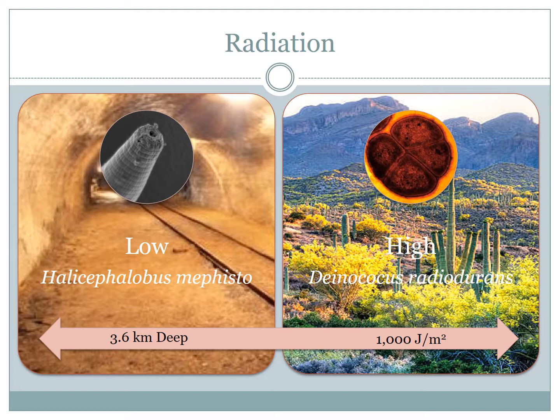On the high side, we find Deinococcus radiodurans, and this organism was isolated from the Sonoran Desert, and it can withstand radiation levels when isolated of 1,000 joules per meter squared, and this is very high, being that it's 4,000 times the dose that will kill a human.